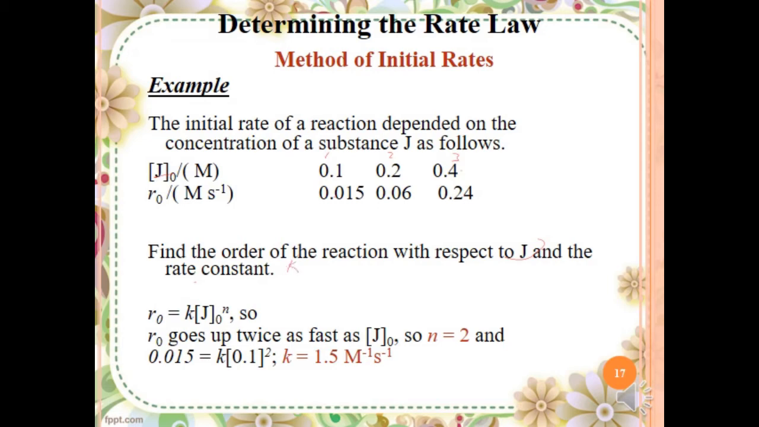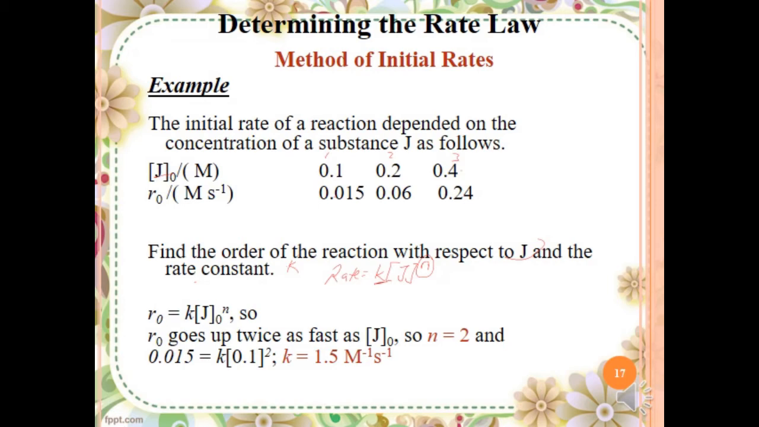First of all, we need to write the rate law expression. The rate law expression for this is K[J]^n. N here is the order of the reaction, and K is the rate constant. Now, we are given the data here, so we analyze the data.